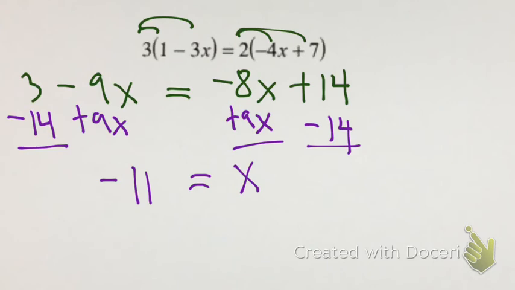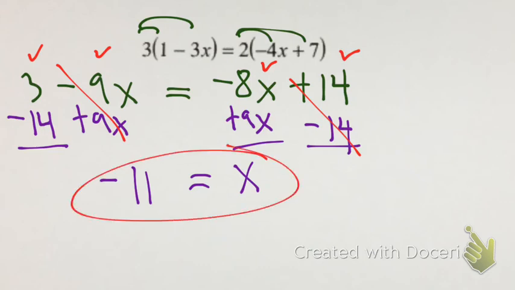So let's see, 3 times 1 is 3, check. Minus 3x, no, that's 3 times 3 is 9, so that works. Minus 8x over here checks out, and 14 checks out. So it looks like everything checks out. 14 minus 14, goodbye. 9x minus 9x plus 9x, goodbye. So it looks like my answer key was actually wrong. I just forgot the negative. So we're going to stop right there.